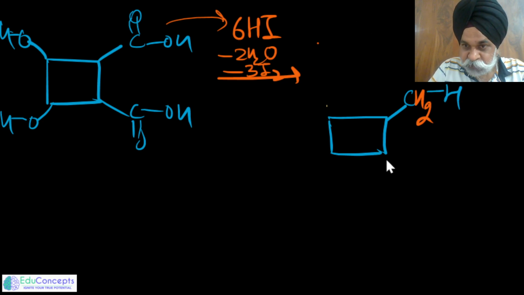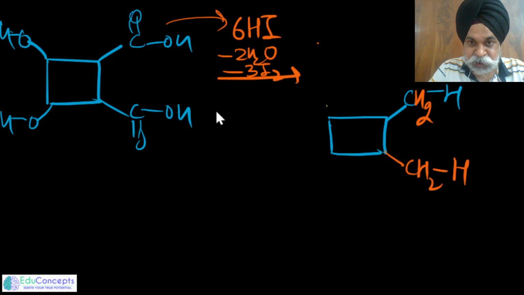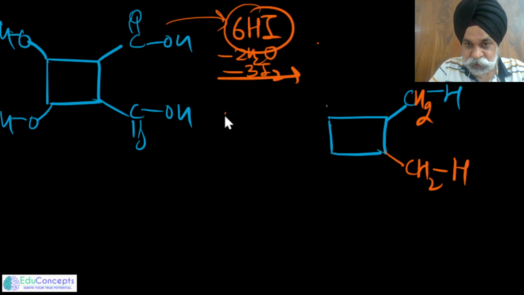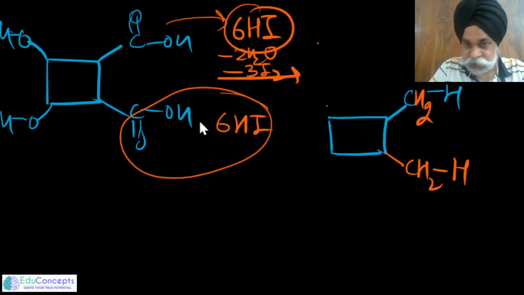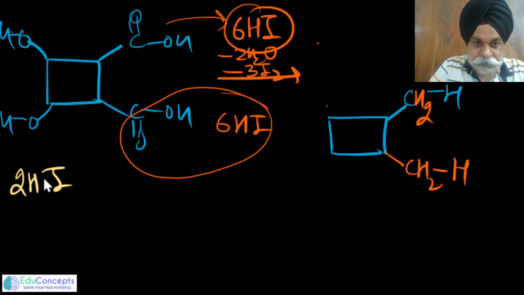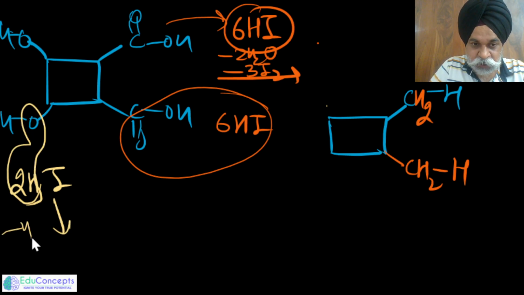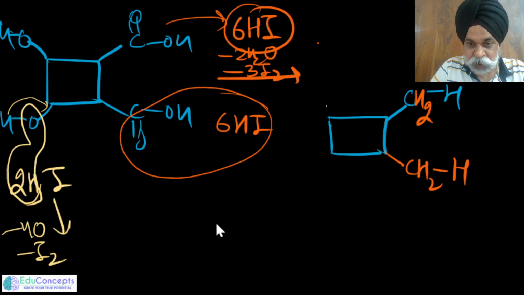Similarly, the same thing would happen in this case also, CH2H, and onto this side, so 6 HI is used here, 6 HI would also be used for this, and what else you are left with, 2 HI would be used to abstract this water. So the water goes out along with 1 iodine, and this H takes the position of this. The blue H would come here. Let me show it like this. This H would come here, this H also would come here.